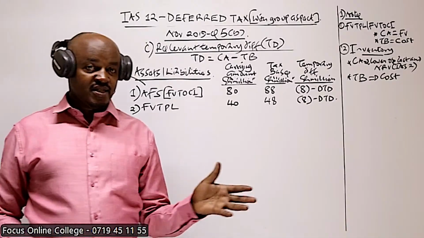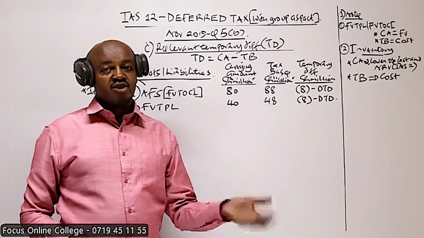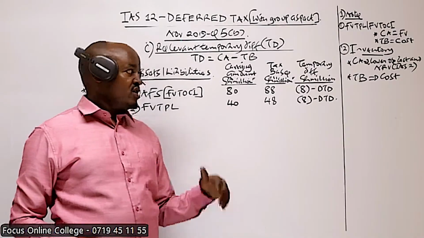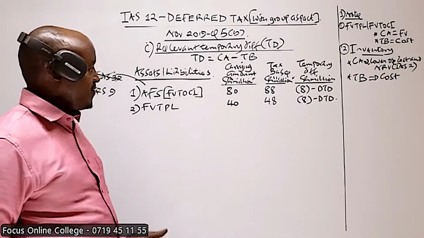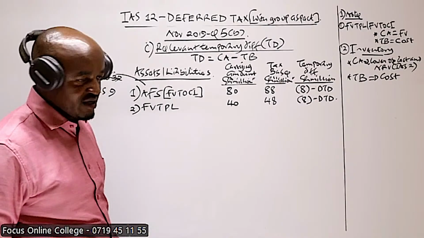So we know purchases in taxation are deductible, they are allowable expenses at cost. So the tax base of inventory is cost. The carrying amount is the lower of those two values.